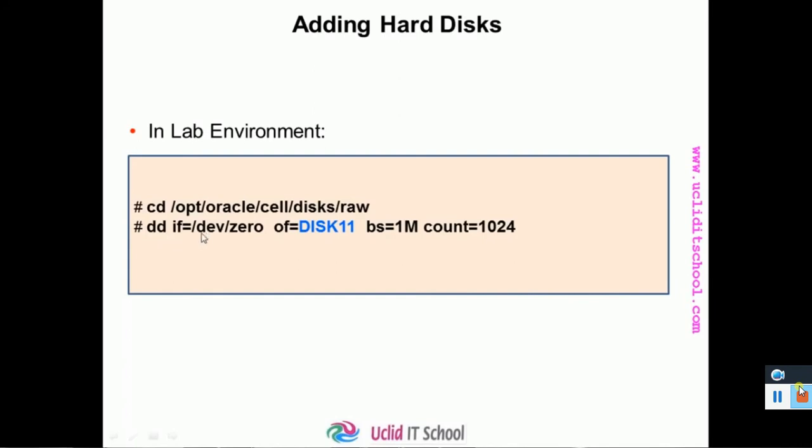And this is the syntax of the dd command. With this command, we are creating a disk device whose name is disk11 and whose size is 1 GB. So bs=1M, block size equal to 1M, and count is 1024, the number of such blocks. So 1M times 1024 is nothing but a 1 GB disk.